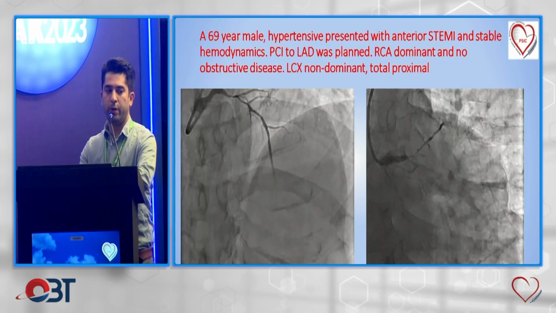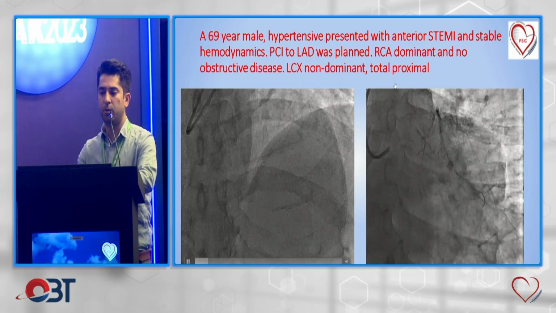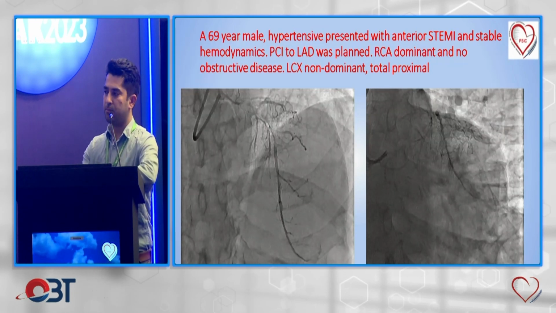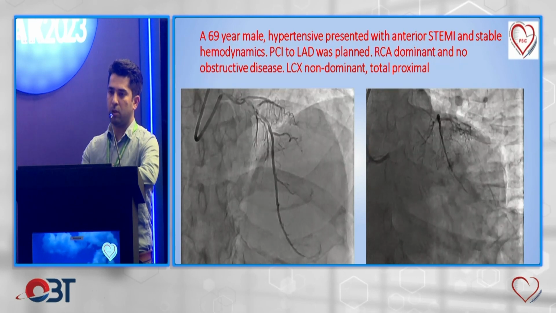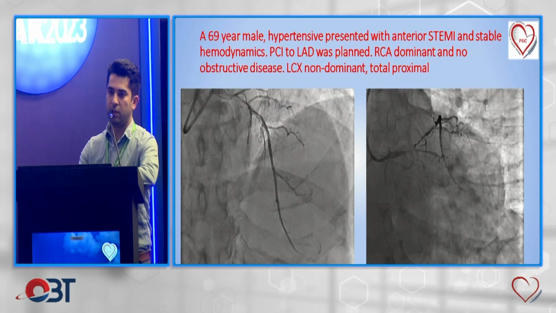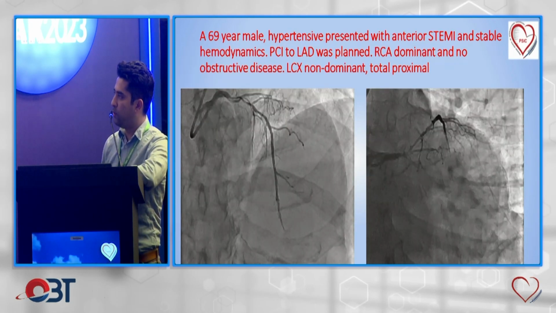Over here, we have a 69-year-old male, hypertensive, who presented to us with anterior STEMI and stable hemodynamics. PCI to LAD was planned. RCA was dominant with no obstructive disease, while the circumflex was non-dominant with total proximal disease, as in this view.